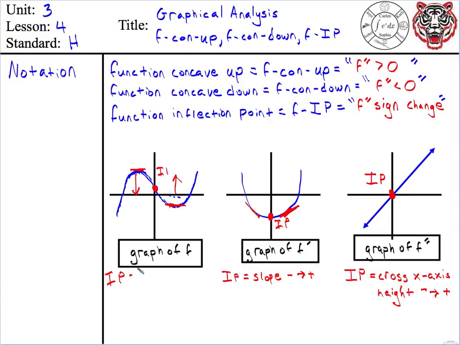IP. I think writing talk, come on, I can write an equal sign. This is where concavity went from a negative to a positive.